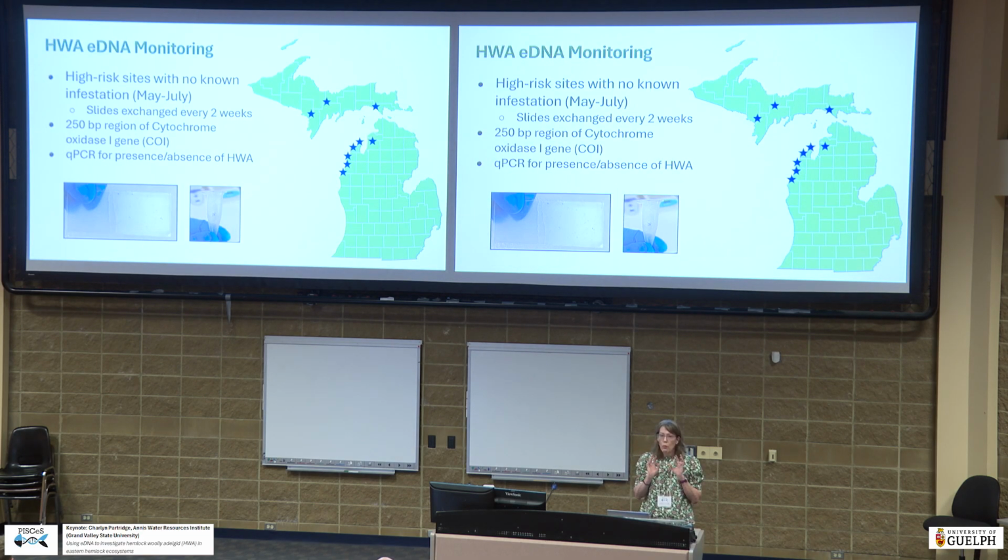Right now, our monitoring program is centered around high-risk sites. These are sites that our partners have identified as being high risk. We monitor them from May to June, so those traps go out through the entire crawler period, the most mobile stage of HWA. We exchange those slides every 2 weeks, and then we use qPCR to target a 250 base pair region on the cytochrome oxidase gene, and look for presence or absence of HWA.